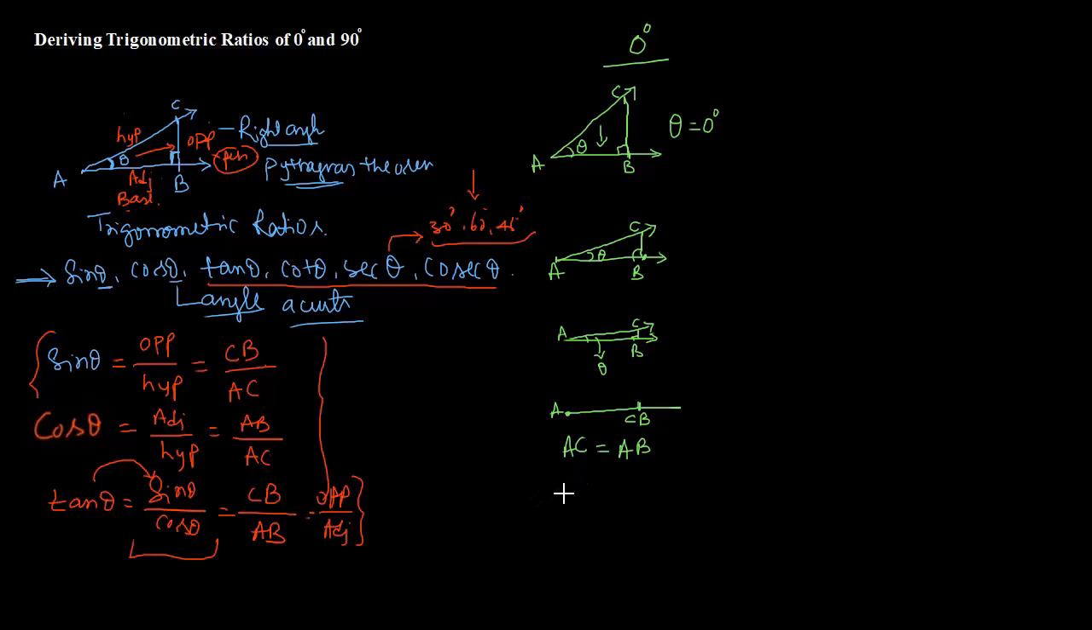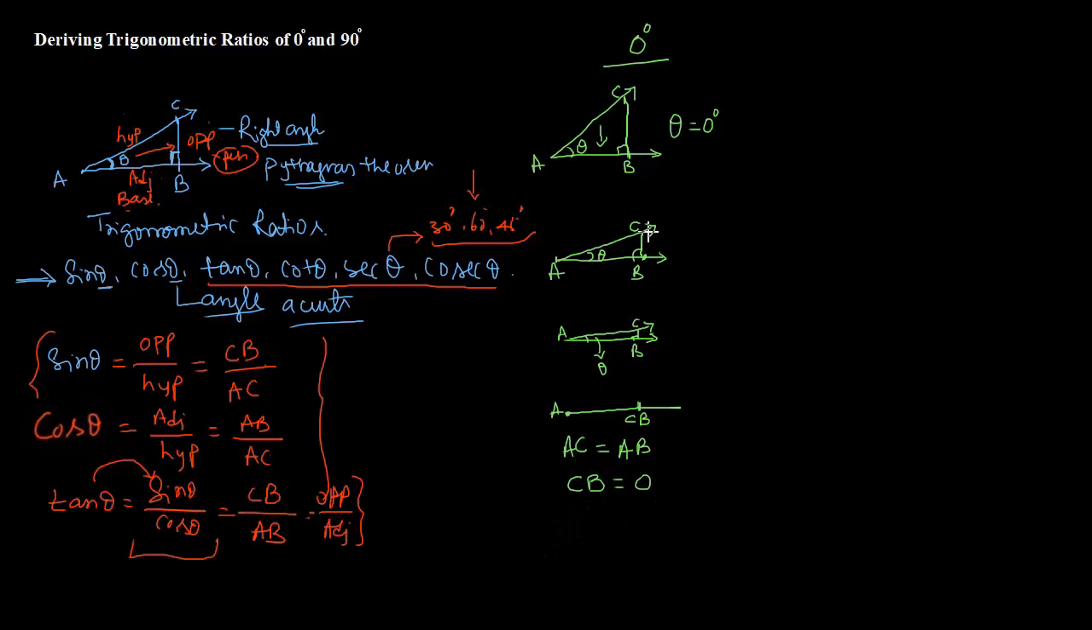Now what's going to happen to CB? When I started reducing the theta angle, the length of side CB started reducing as well. When theta became 0, AC was lying on AB and the length of AC became equal to AB, and CB is nowhere to be seen. So the length of CB is actually going to be 0.